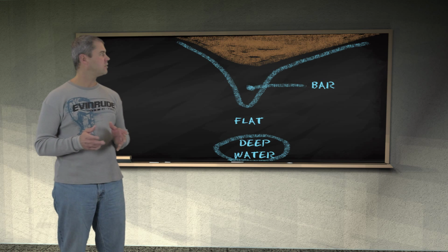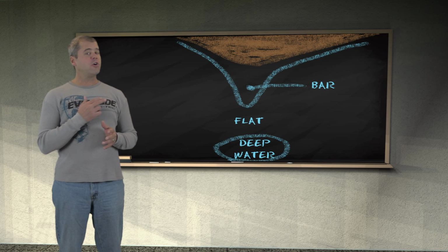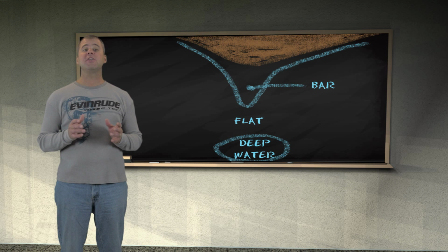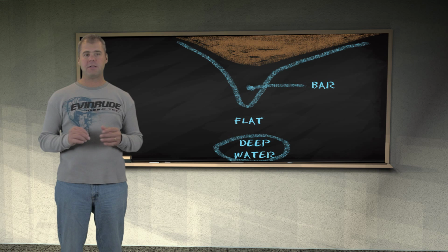So let's take a look at an example. The first bar may look good, but upon further investigation, we see it does not have immediate access to deep water. There is a flat between the bar and the deep water. We see that the drop-off is at the deep water and not at the bar. Fish will not cross a flat that is void of any breaks or break lines.